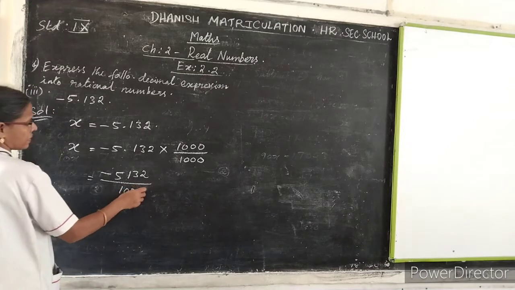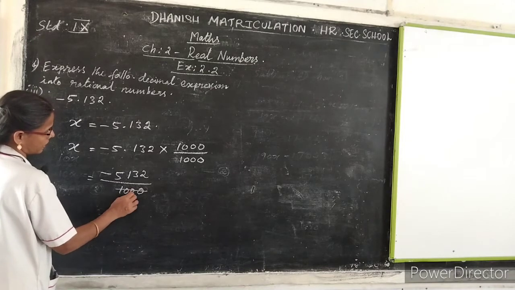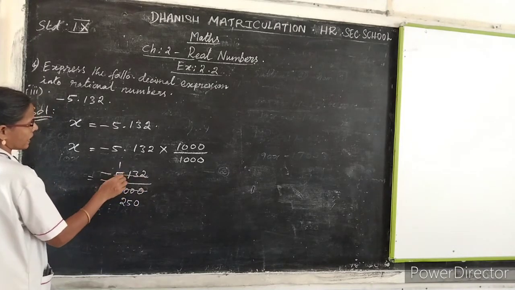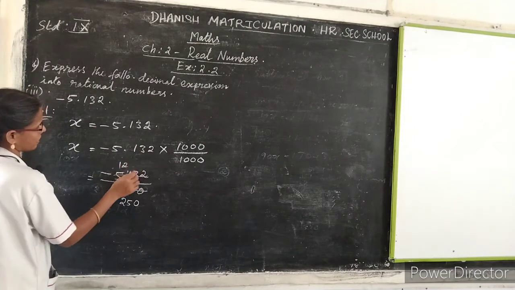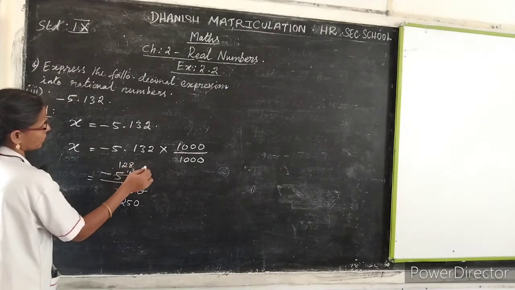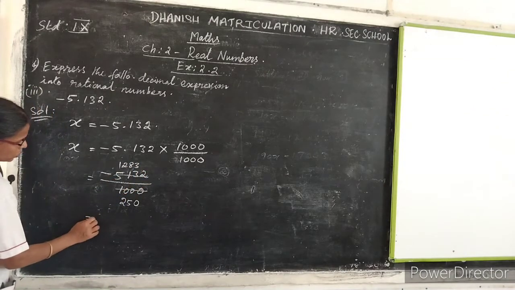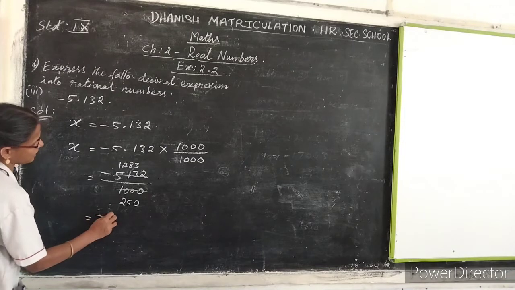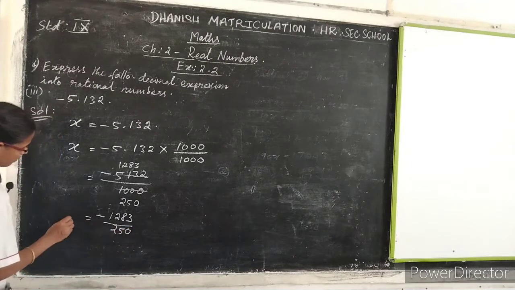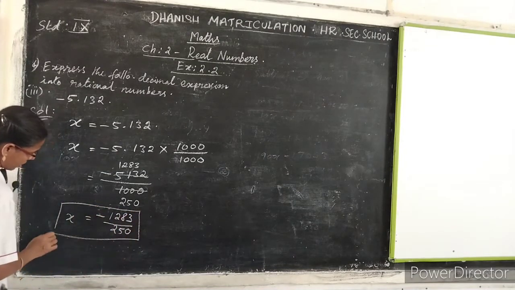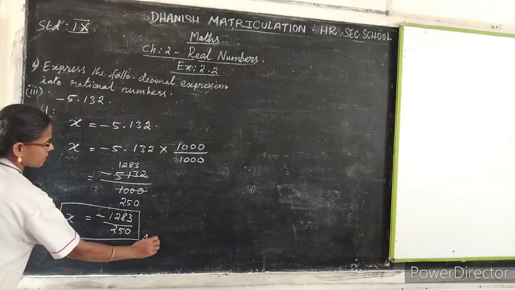Now cancel by the 4 table. 4 25s are 100, add this 0. Here 1 time, 1 4 is 4, balance 1, 2 4s are 8, balance 3, 8 4s are 32, balance 1, 3 4s are 12. So the required fraction is minus 1283 divided by 250. This is the required rational number for the given decimal number. This is the answer.